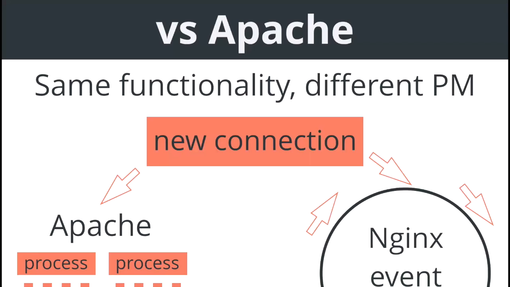So on the left here, I have Apache, and on the right, it's Nginx's event loop. And this is the main difference in how Apache and Nginx take requests, handle them and respond to them.